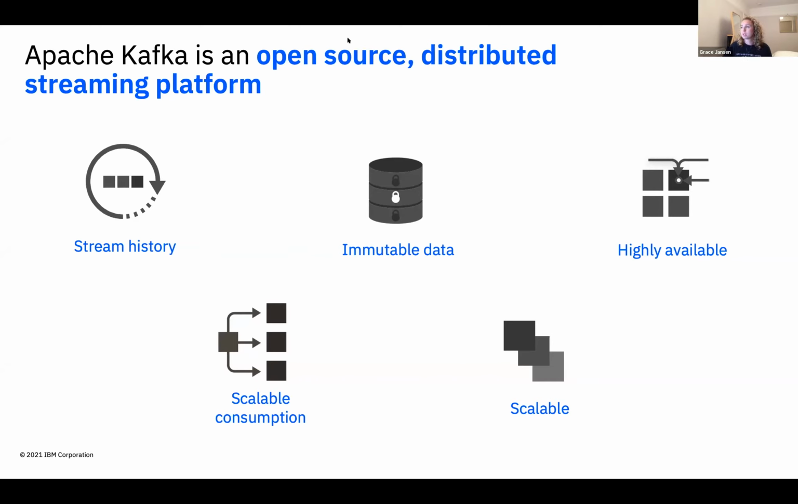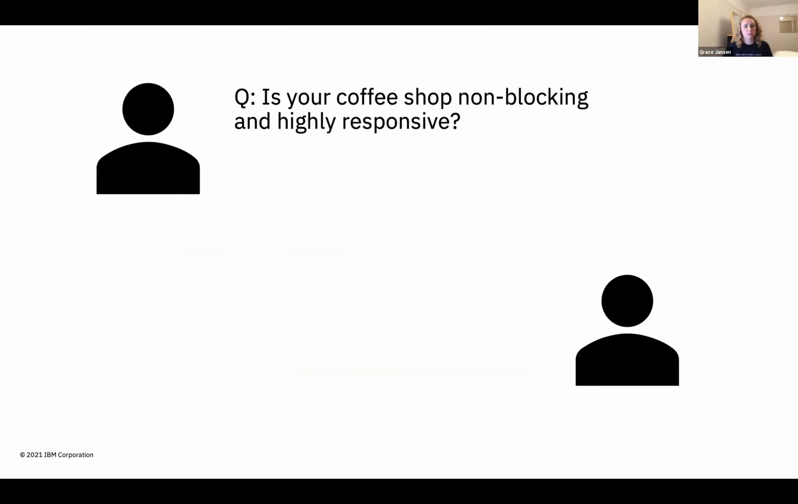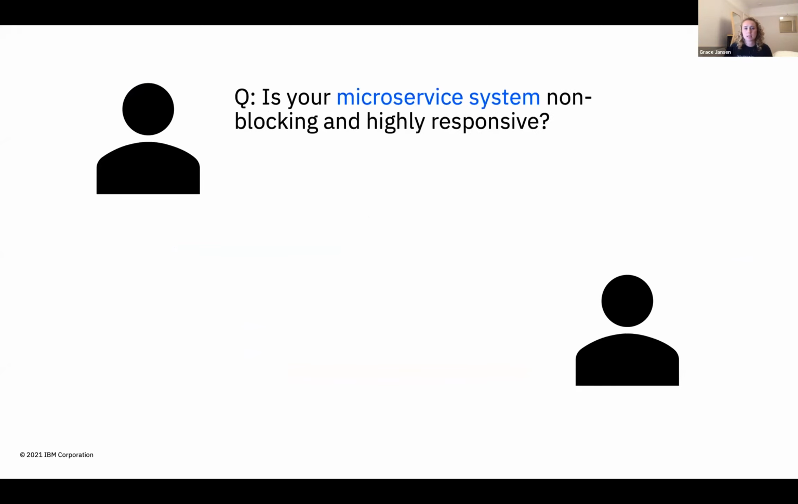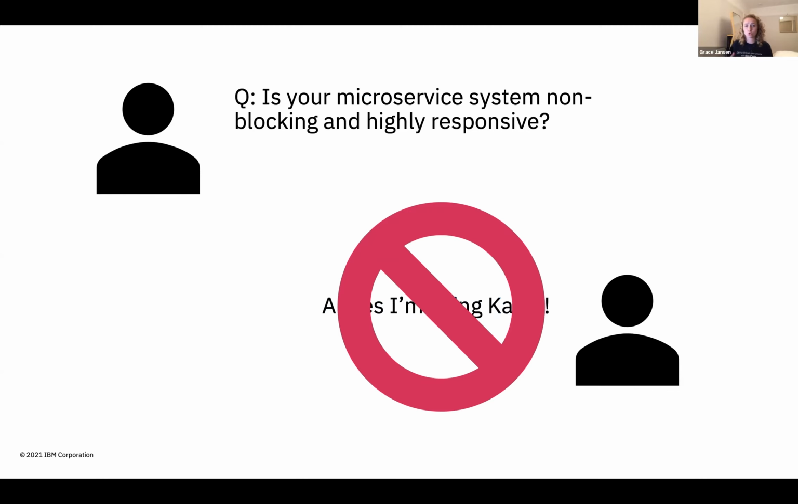So some of you might be asking, okay, now that I've introduced Kafka into my application, or introduced event-driven architecture, does this now mean my coffee shop is non-blocking and highly responsive? This essentially translates as, okay, is my microservice system non-blocking and highly responsive? And often people jump to the conclusion of, well, yeah, I'm using Kafka, it's great. Unfortunately, that's not the whole story.